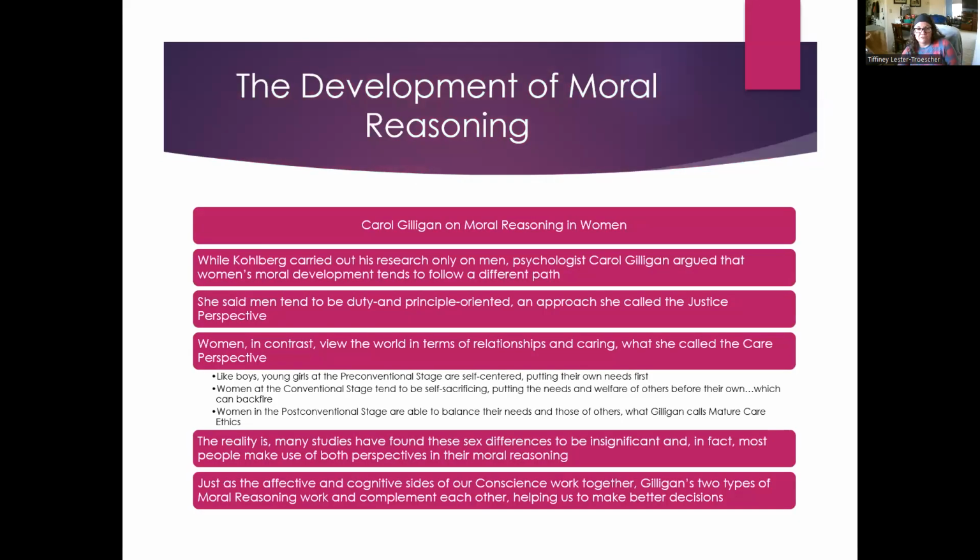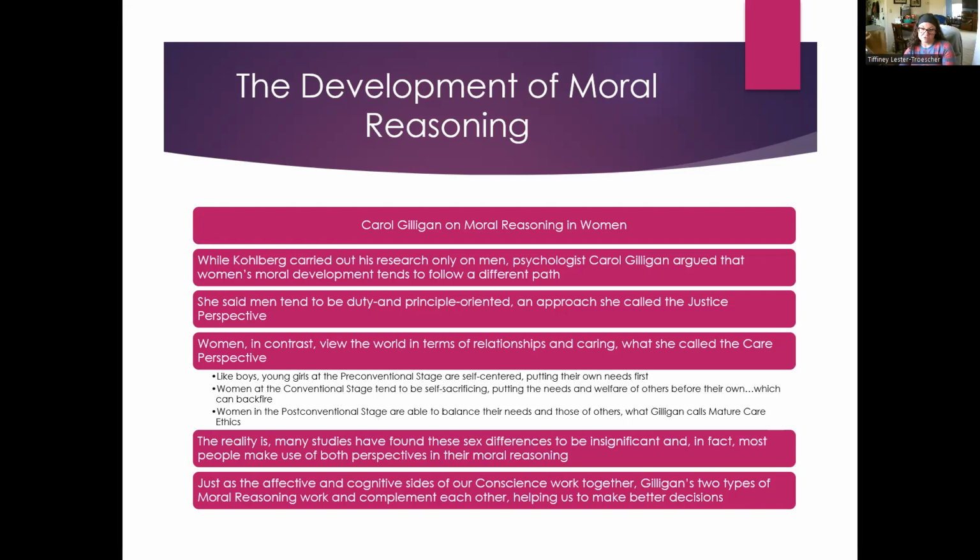Then we also have this other psychologist, Carol Gilligan. She looked at moral reasoning more from a gender perspective, because obviously Kohlberg only did his research on men, and Gilligan was like, I'm not sure that women follow that same development that men do. I feel like they travel a different path when it comes to their moral reasoning. She said that men tend to be duty and principle oriented, what she called the justice perspective. But women, in contrast, view the world in terms of relationships and caring, what she called the care perspective.